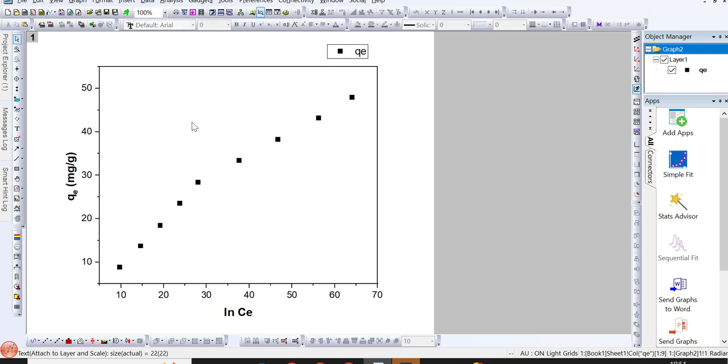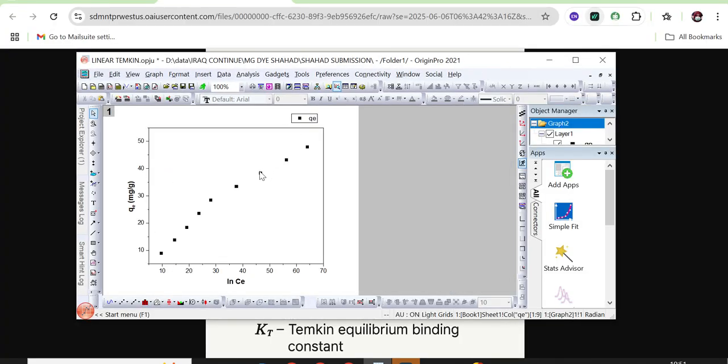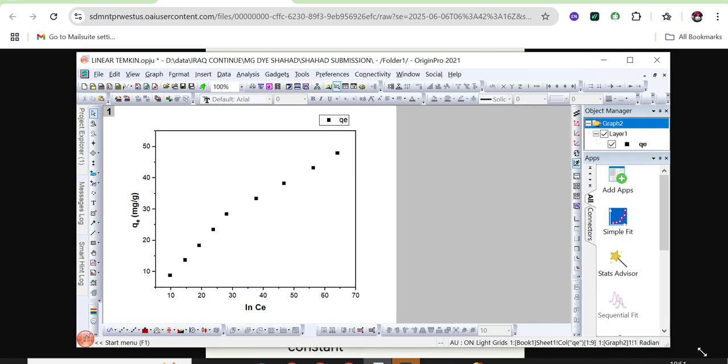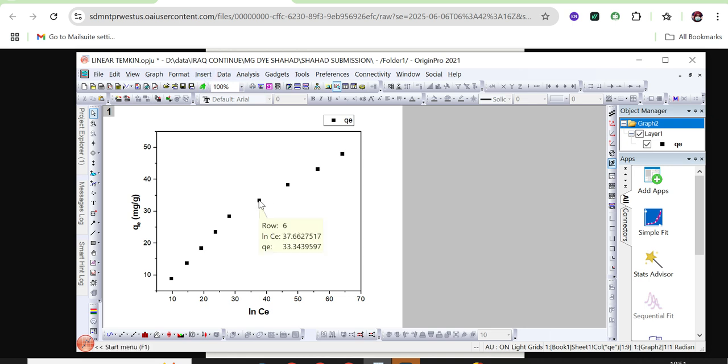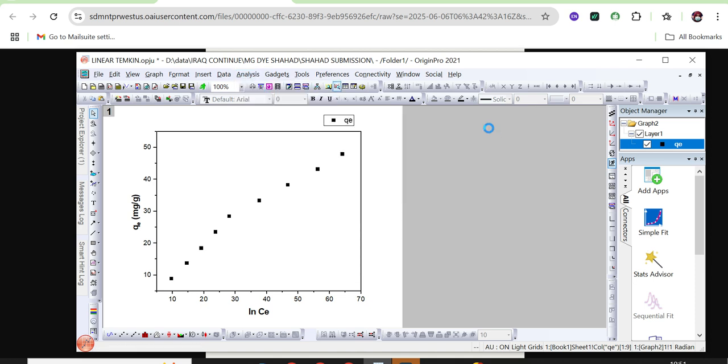Okay, this is the graph showing the linear relationship between natural log CE and QE value, and now we want to add the trend line to it. We want to obtain the R square value. For this, we need to select any of the data points here. One second, let me zoom in. I will select any of the data points, and after that I will go to Analysis, and from Analysis I can click on Fitting, and here you can see an option of Linear Fit. After that you can click on Open Dialog.